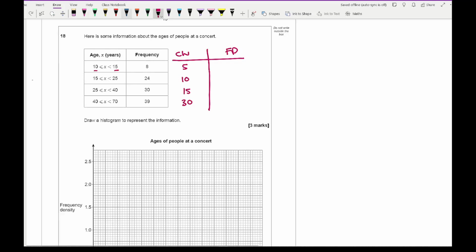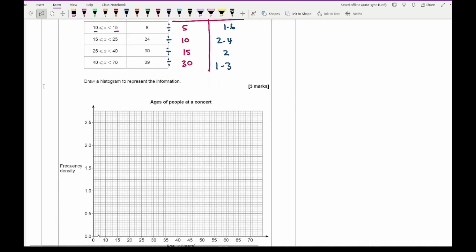Then we need to work out our frequency density. And how do we do that? Well, we just simply divide the frequency by the class width, in which we should have answers of 1.6, 0.4, 2, and 0.3. So then what we need to do is draw these values between these limits. It's really important we do get this correct. So 10 to 15 is 1.6.